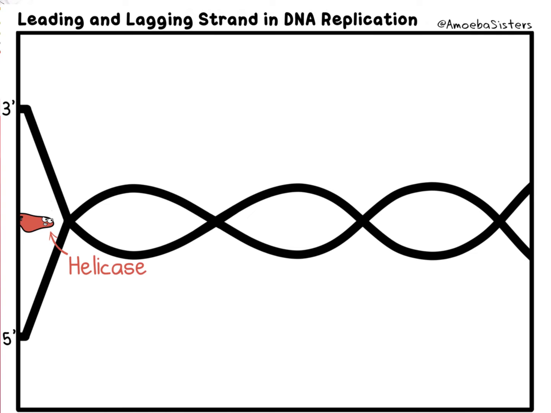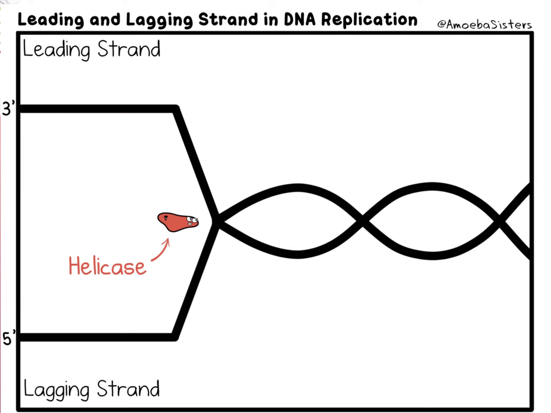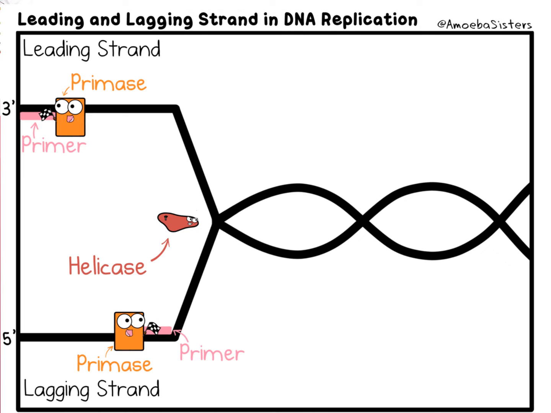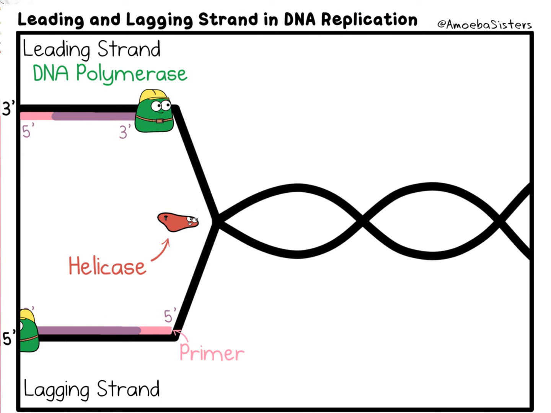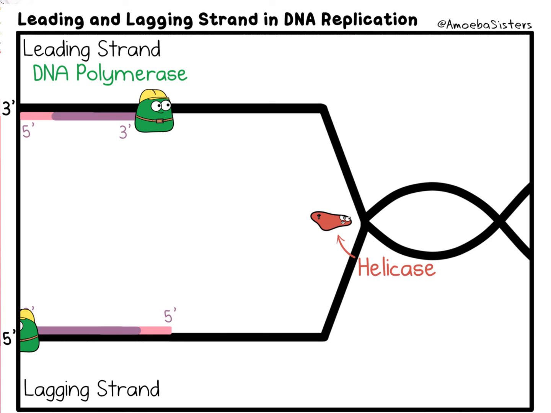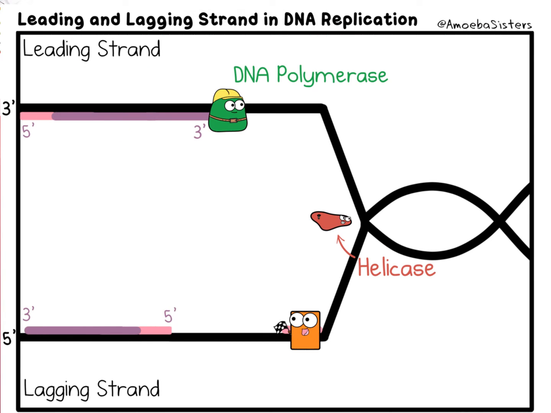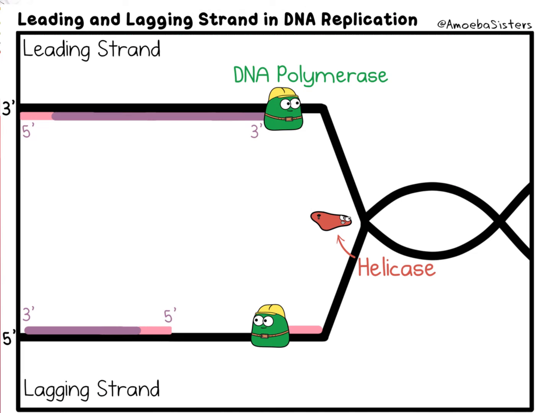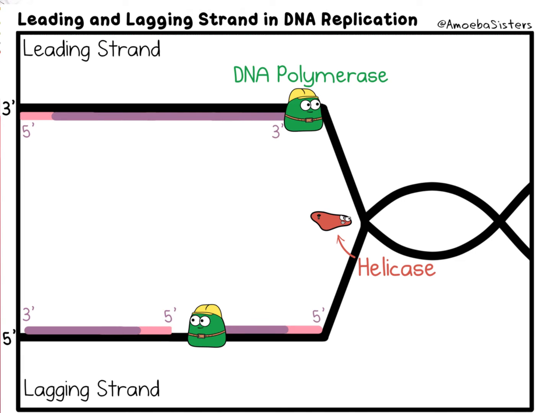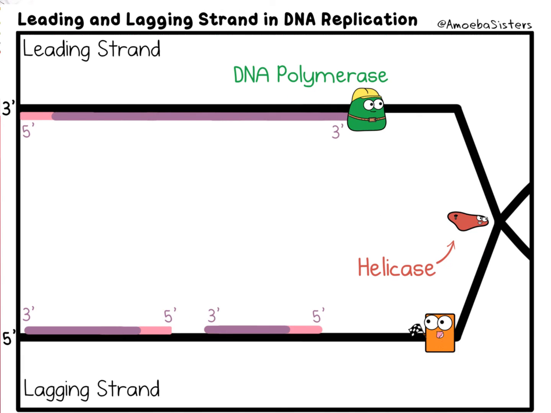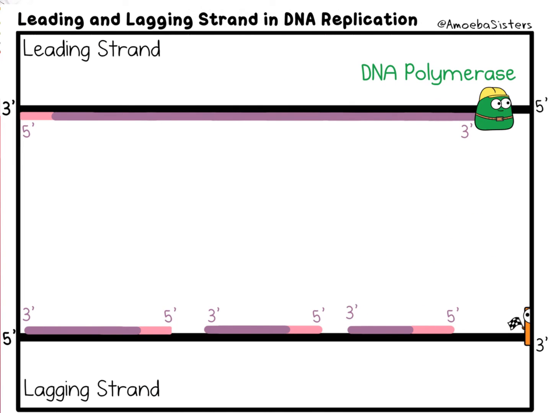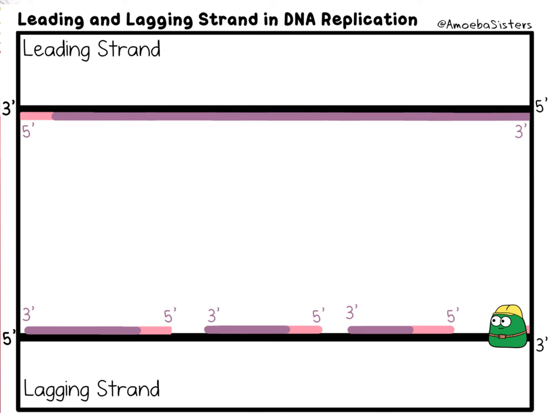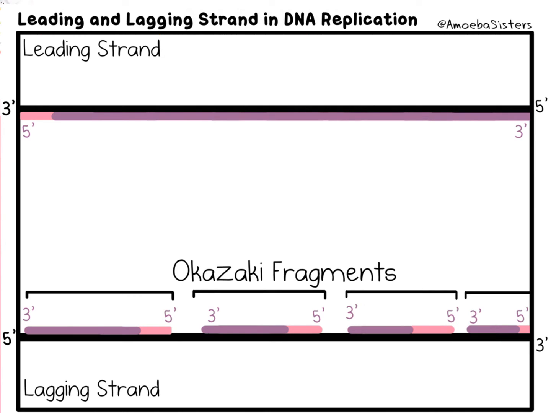So this is an animation showing the leading and lagging strand in DNA replication, and as you can see, the leading strand is replicated continuously by the DNA polymerase because DNA polymerase builds a strand that runs anti-parallel to it in the 5' to 3' direction. And on the lagging strand, DNA synthesis restarts many times as the helix unwinds, resulting in many short fragments called the Okazaki fragments.